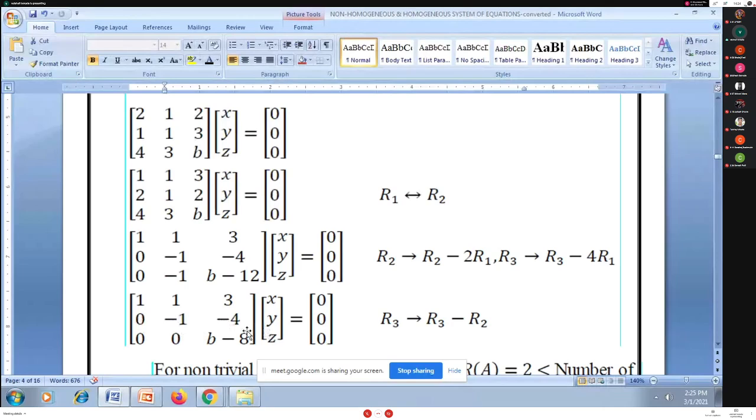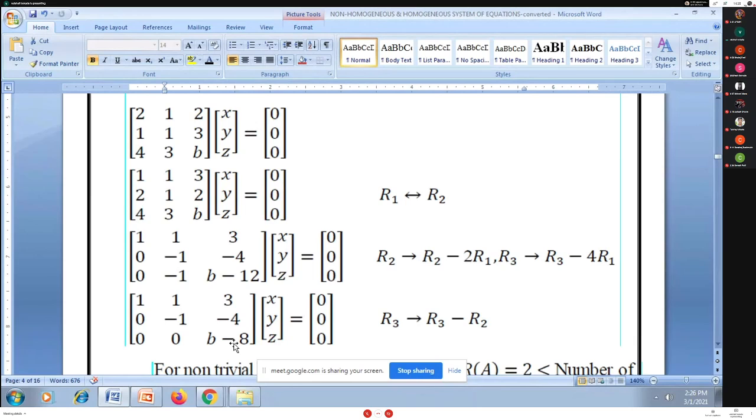Still I'll have this row 2 entry as 0, 1, 4. So I am having two non-zero rows here. Now what about the third row, students? In the third row we have entries 0, 0 and B minus 8. Depending on this B minus 8, I can say whether my row R3 is a zero row or a non-zero row.